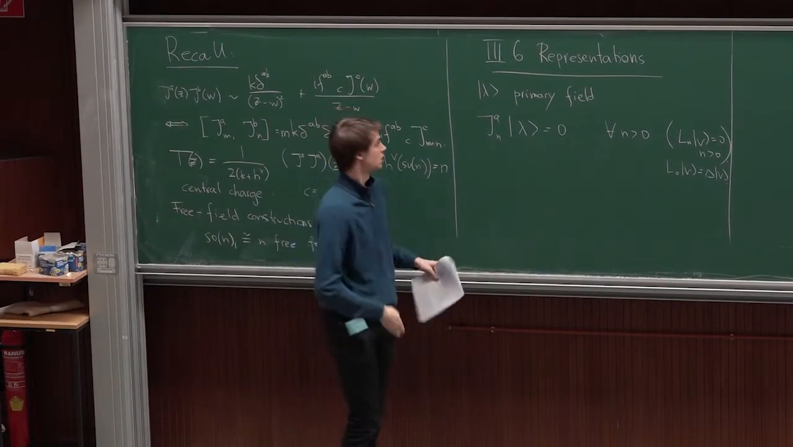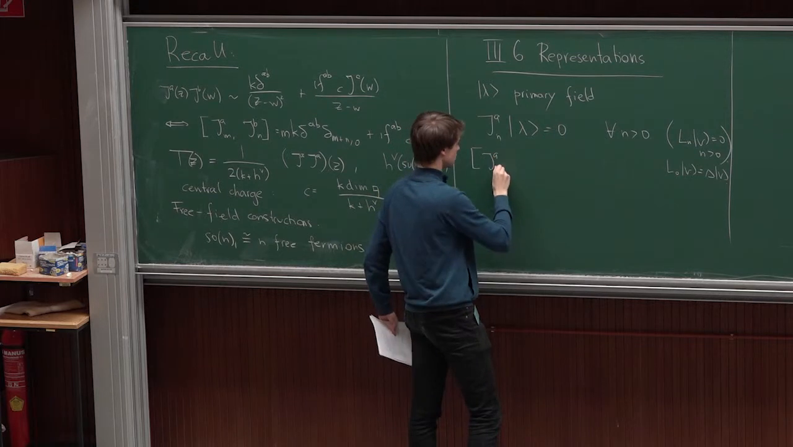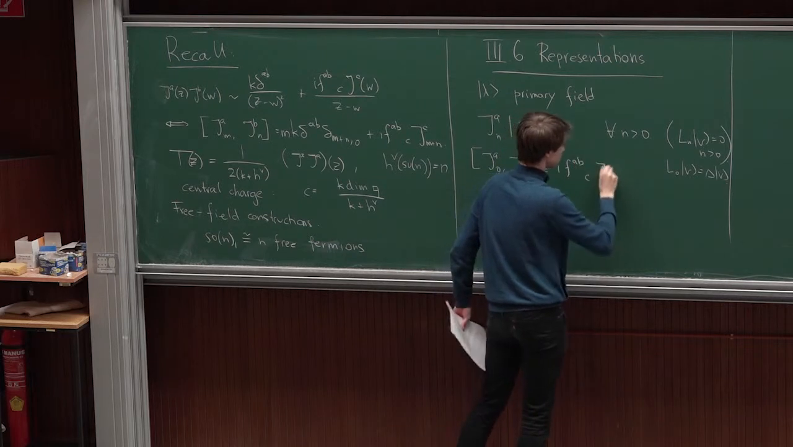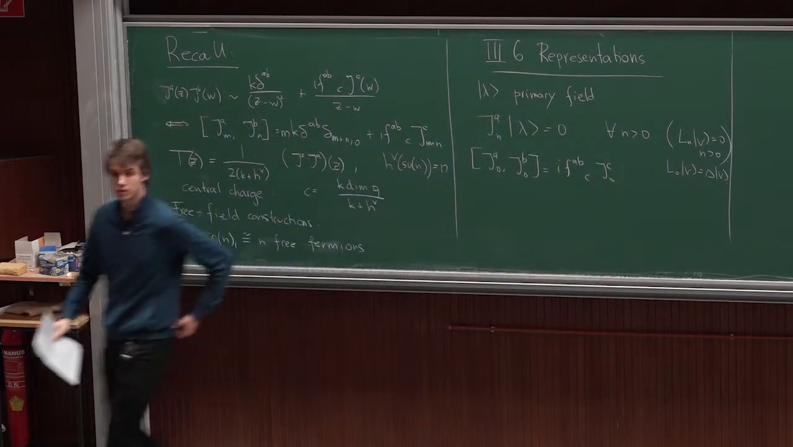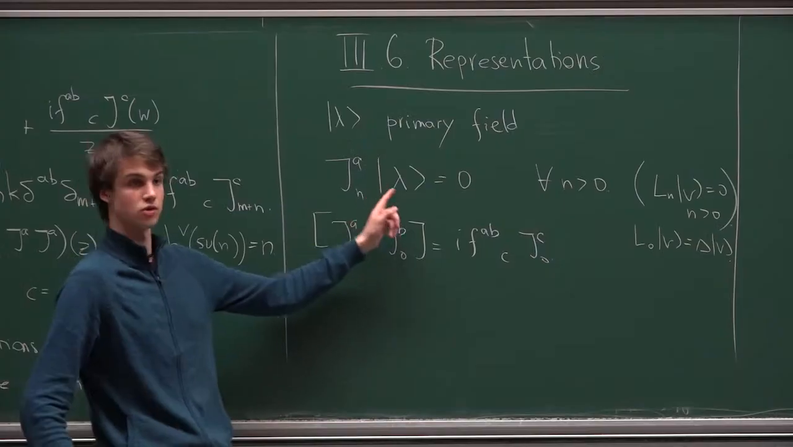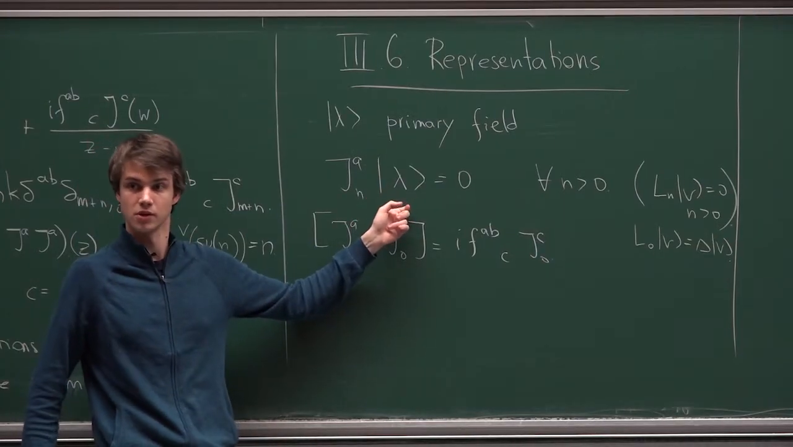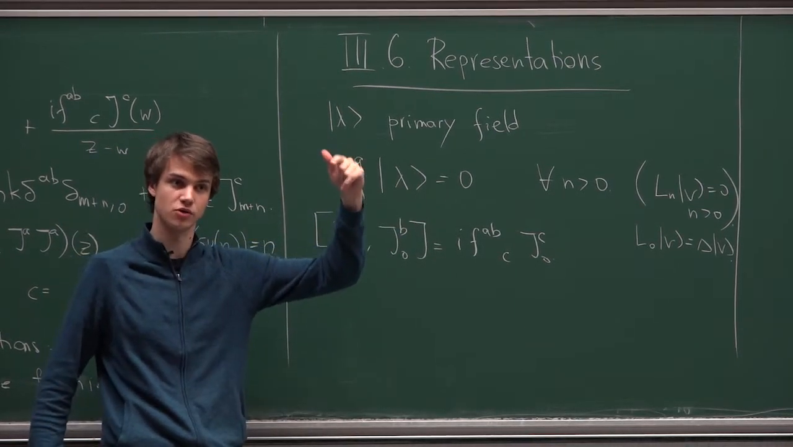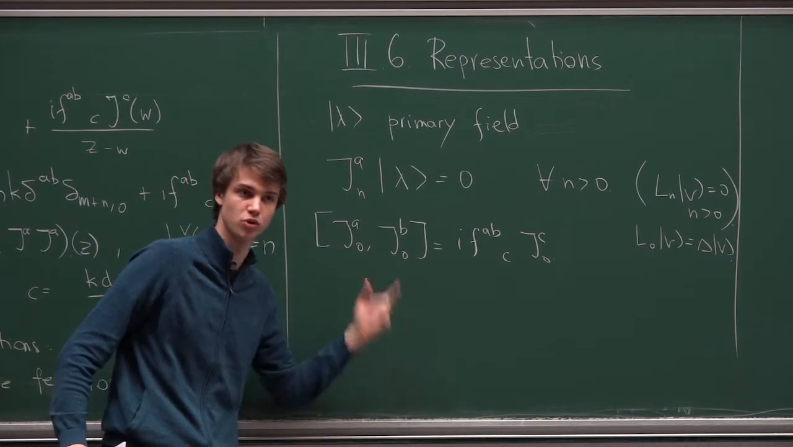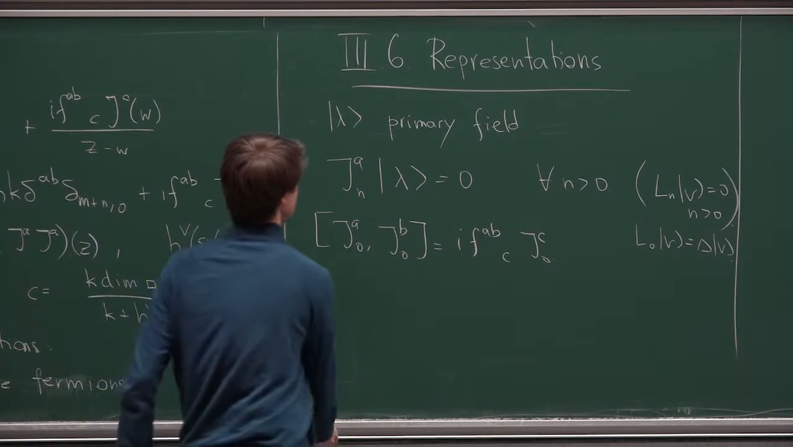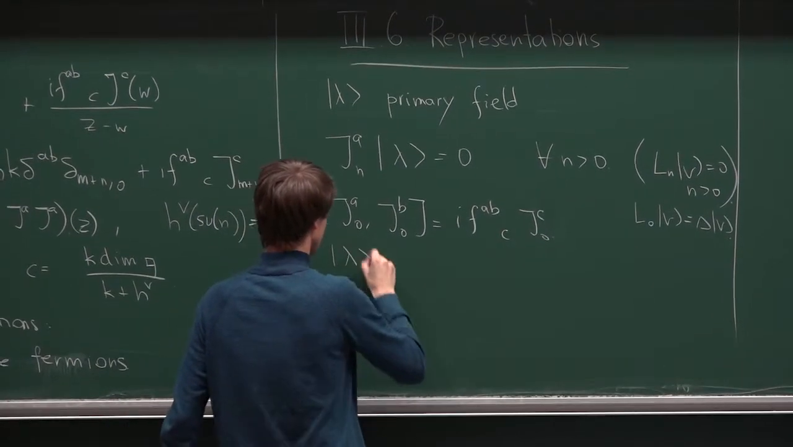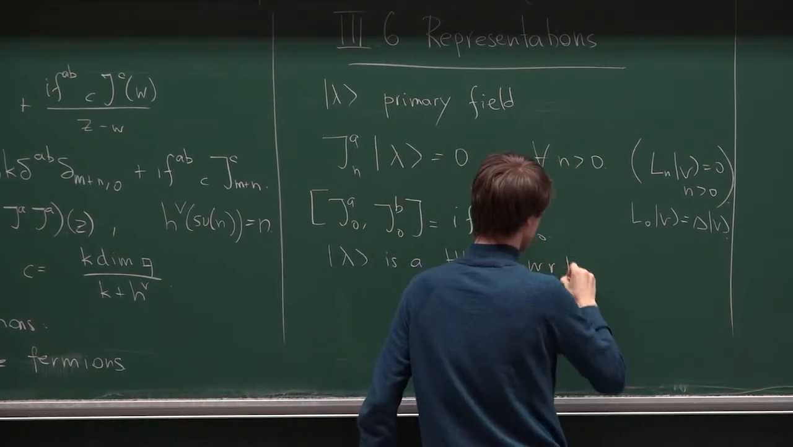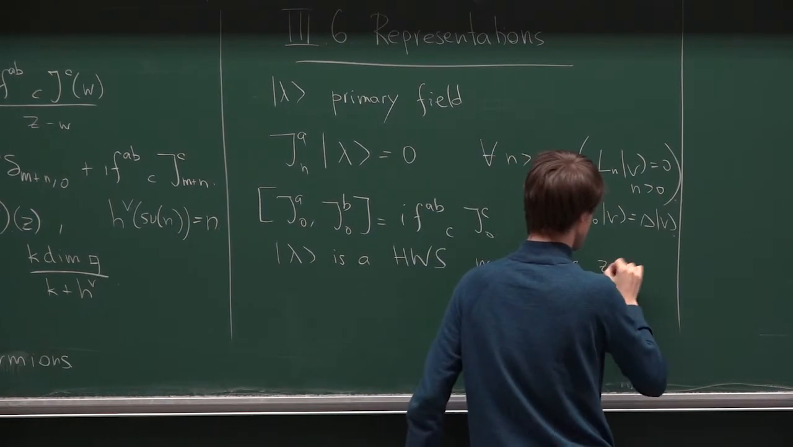Now I have several zero modes. The zero modes just satisfy the usual algebra, our Lie algebra we started with. So they have commutation relations like so. That just means that my zero modes should form a representation on this lambda. So the natural condition I can put is that this lambda is actually a highest weight state of a highest weight representation with respect to the zero mode algebra.